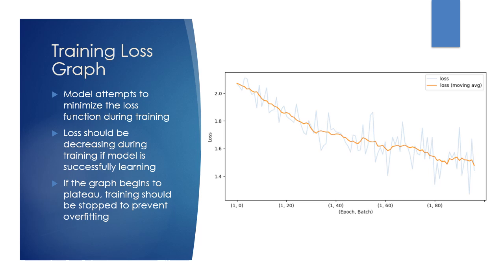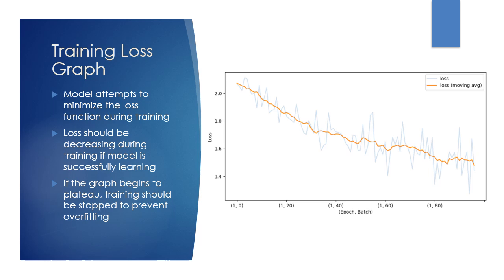The loss should be decreasing during the training. During the first batches passed through, it should be at its highest, and then towards the end, it should be at its lowest point because the model is minimizing the loss function. So if the model is successfully doing that, it's successfully learning the data, and the function should be decreasing.